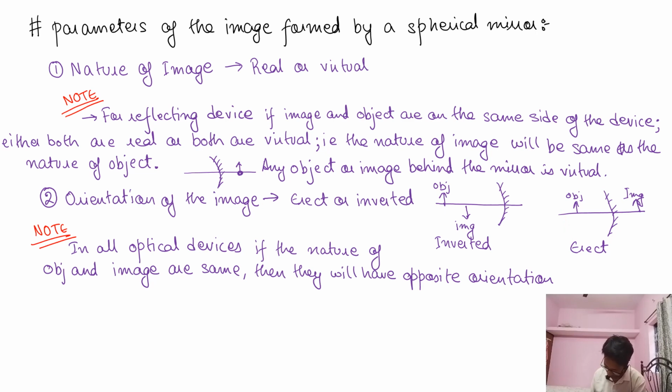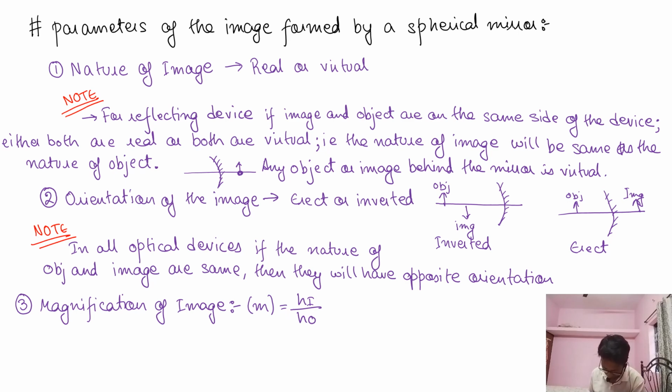The third parameter we are going to write is the magnification of image. Magnification is given by m, where m is equal to height of image divided by height of object. So there are three parameters we learned: nature of image, orientation of image, and magnification of image.